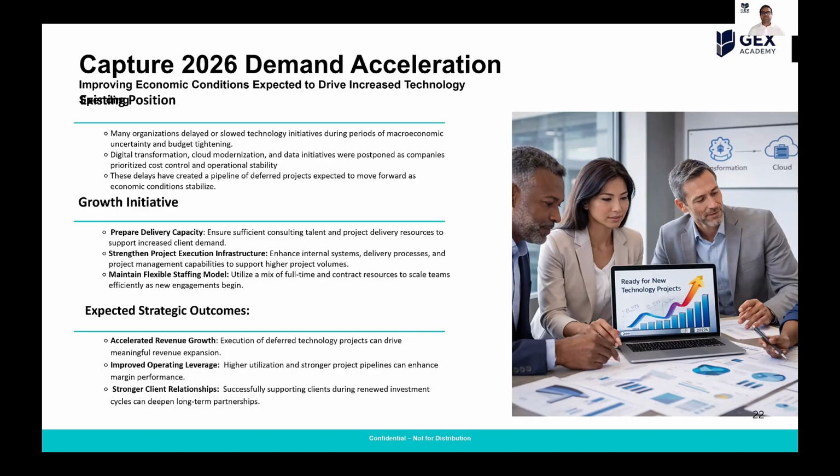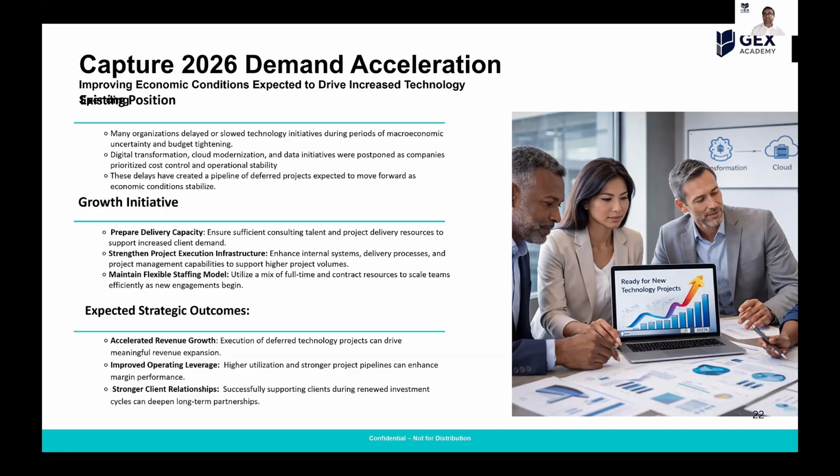Okay, so this slide highlights another growth driver, but unlike the other slides, this is tied more closely to the broader economic conditions and customer spending behavior, right? So one of the things investors are always trying to understand is whether a company's growth is being driven solely by internal execution or whether external market conditions could also provide tailwinds, right? So in this case, management is arguing that there's a meaningful amount of technology spending that has been deferred rather than eliminated, right?